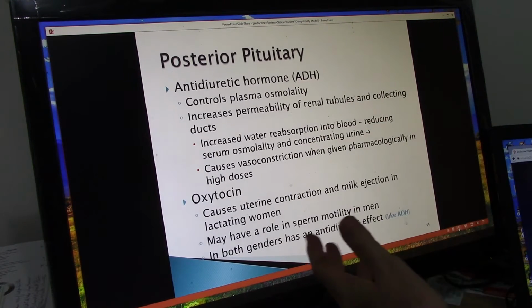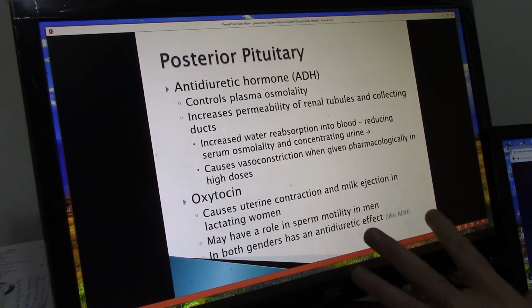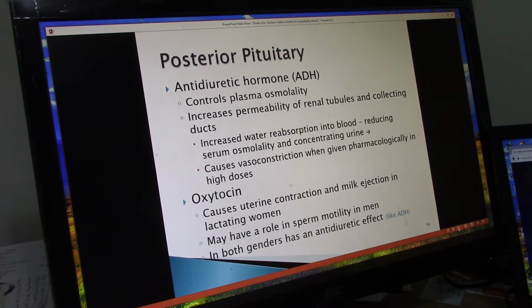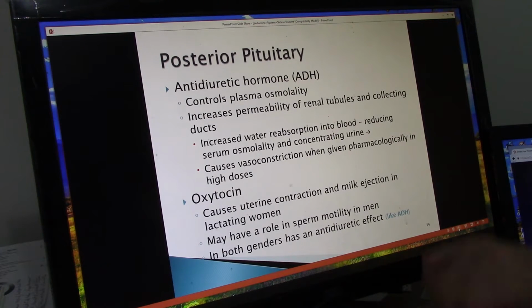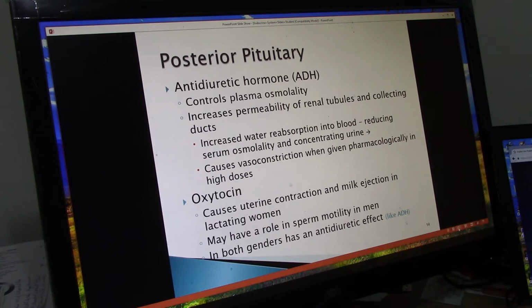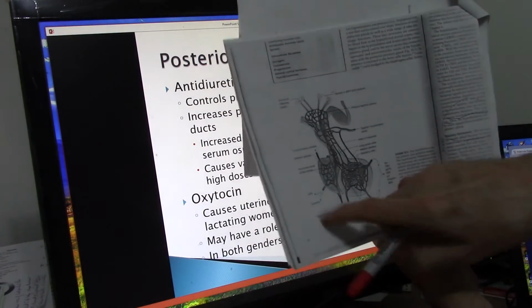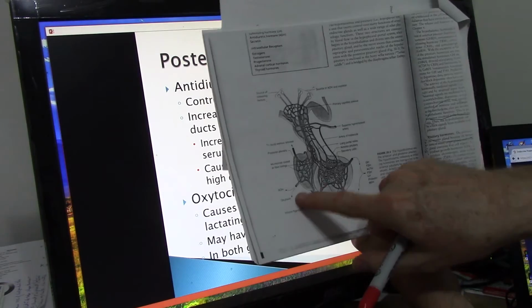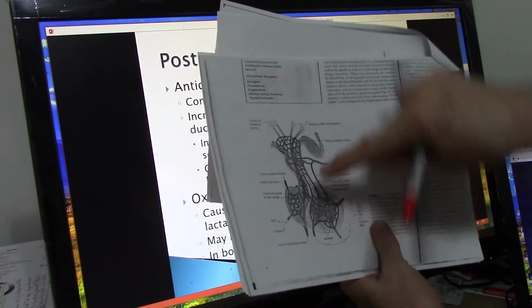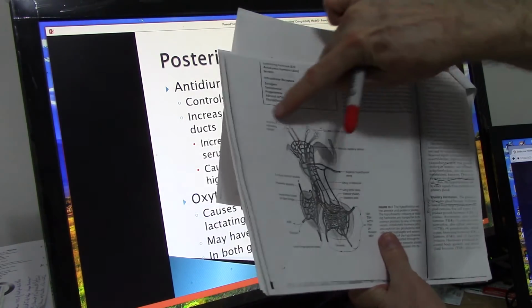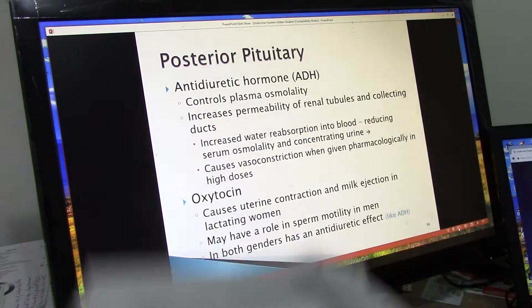Now, the posterior pituitary sometimes is kind of forgotten, if you will. Maybe it doesn't have as much activity, but it's extremely important. The two main hormones coming off the posterior pituitary are ADH and oxytocin. And again, they're shown right on this chart. There they are, ADH and oxytocin. They're coming off the posterior pituitary. They're actually manufactured up in the hypothalamus, and they're just stored down here.